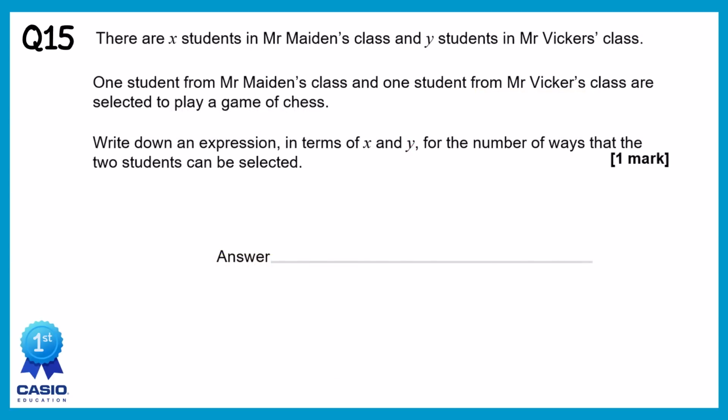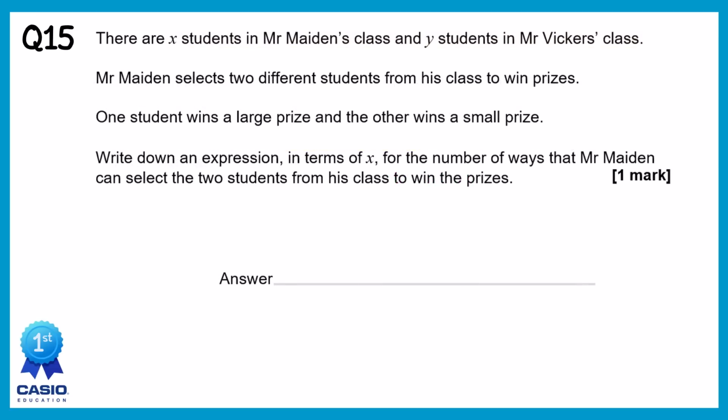In this question, we're told there are X students in Mr. Maiden's class and Y students in Mr. Vickers' class. One student is going to be selected from each of their classes to play a game of chess, and we need to work out, in terms of X and Y, the number of ways these students can be selected. Well, if there are X in Mr. Maiden's class and Y in Mr. Vickers' class, the number of ways is just X multiplied by Y, which we would write as XY.